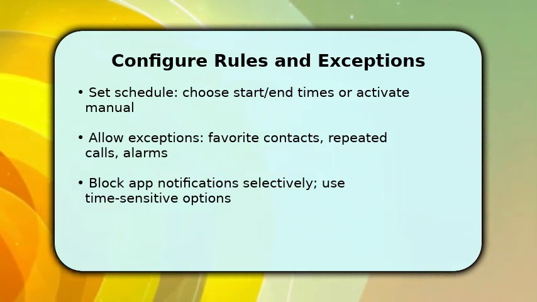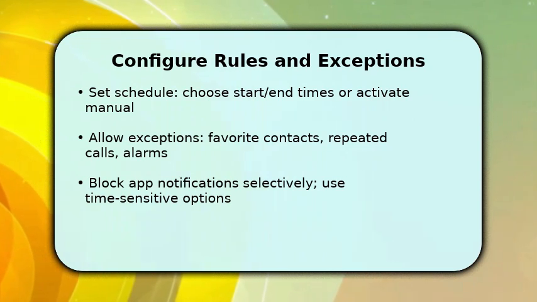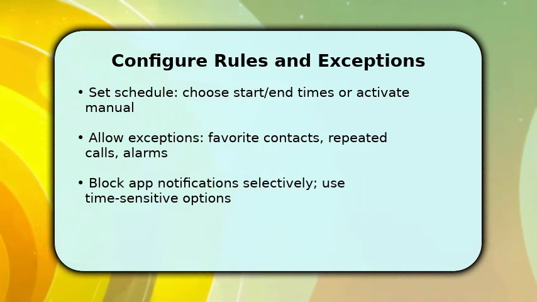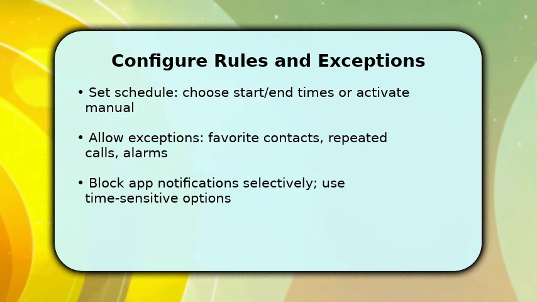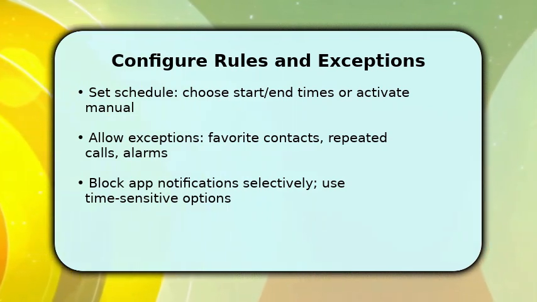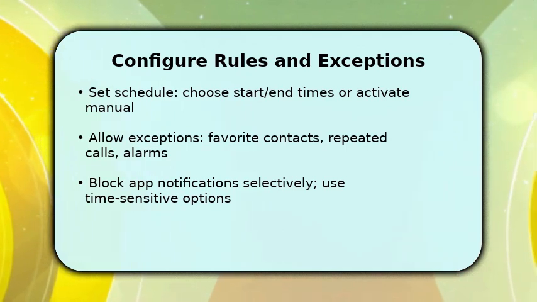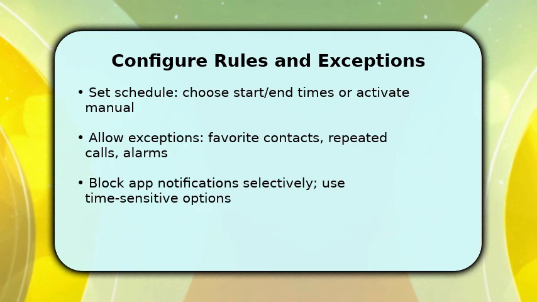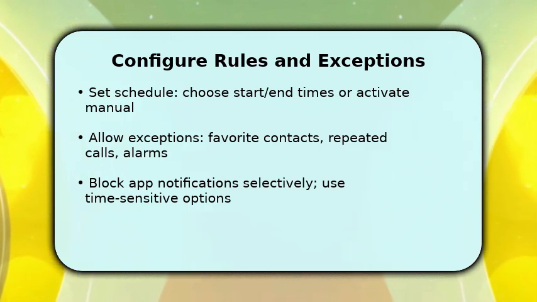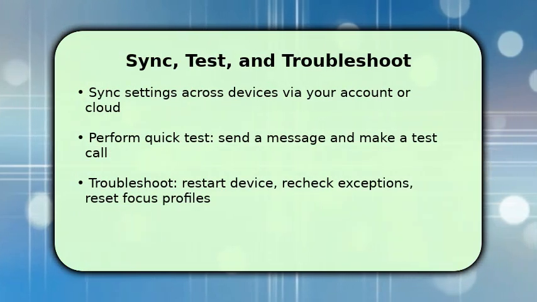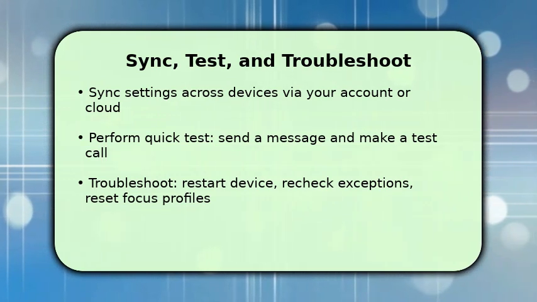Next, set exceptions: allow calls from favorites, enable repeated call bypasses for emergencies, and always permit alarms. Finally, review app-specific options and block only the noisy apps while allowing time-sensitive alerts. These choices balance. You finish by syncing the new Do Not Disturb settings across devices tied to your account so behavior is consistent.